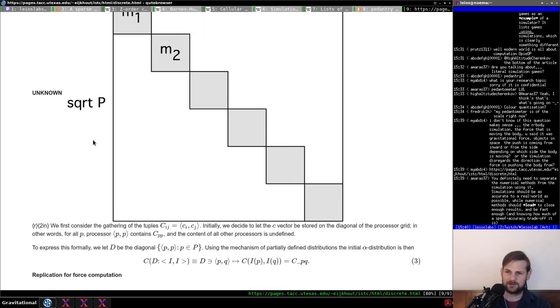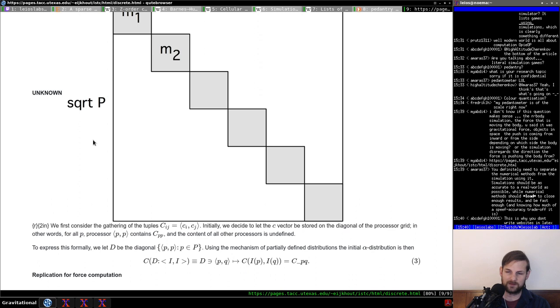Let me reread your question in just a second. I don't know if this question makes sense. The n-body simulation, the force that is moving the body, you said it was a gravitational force, objects in space. The push is coming from the inward or from the side, depending on which side the body is moving.